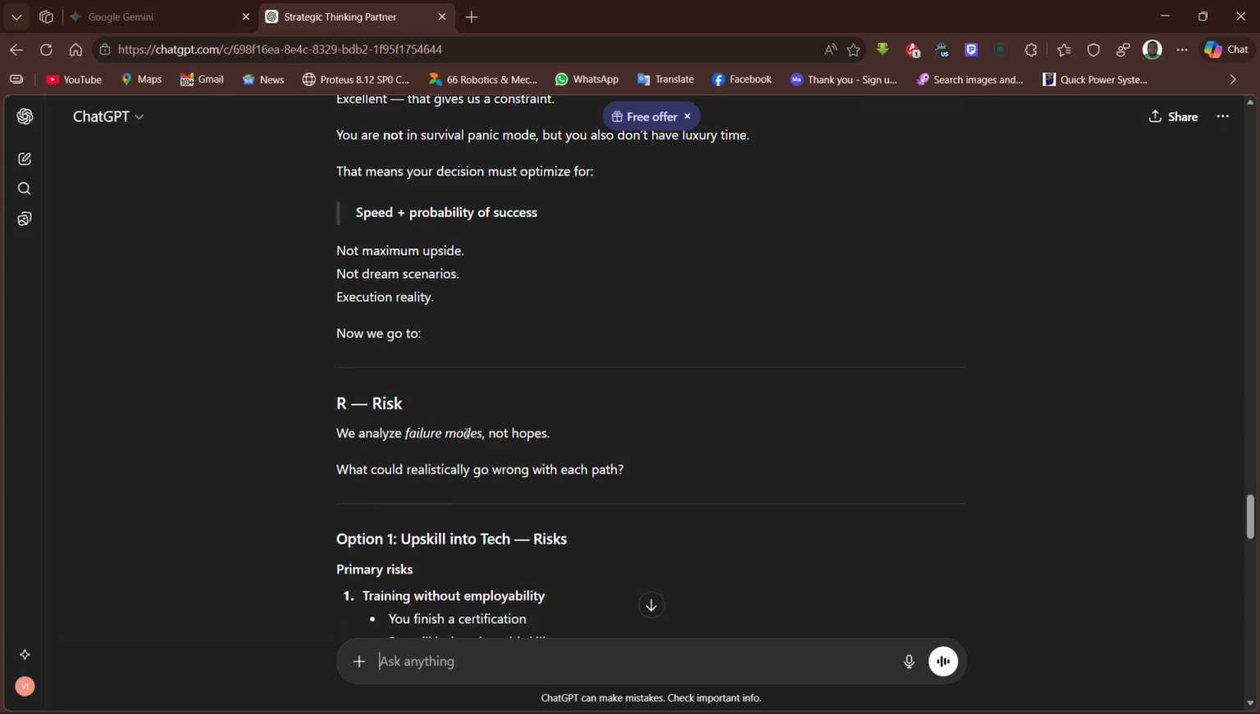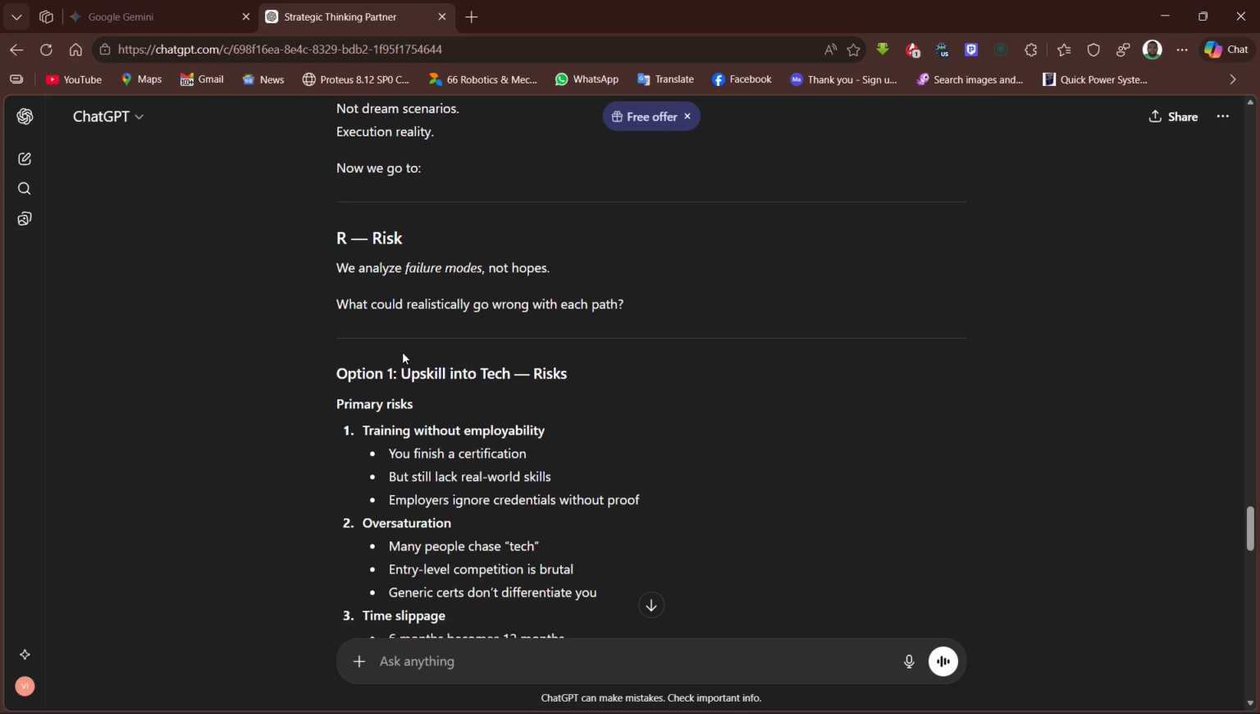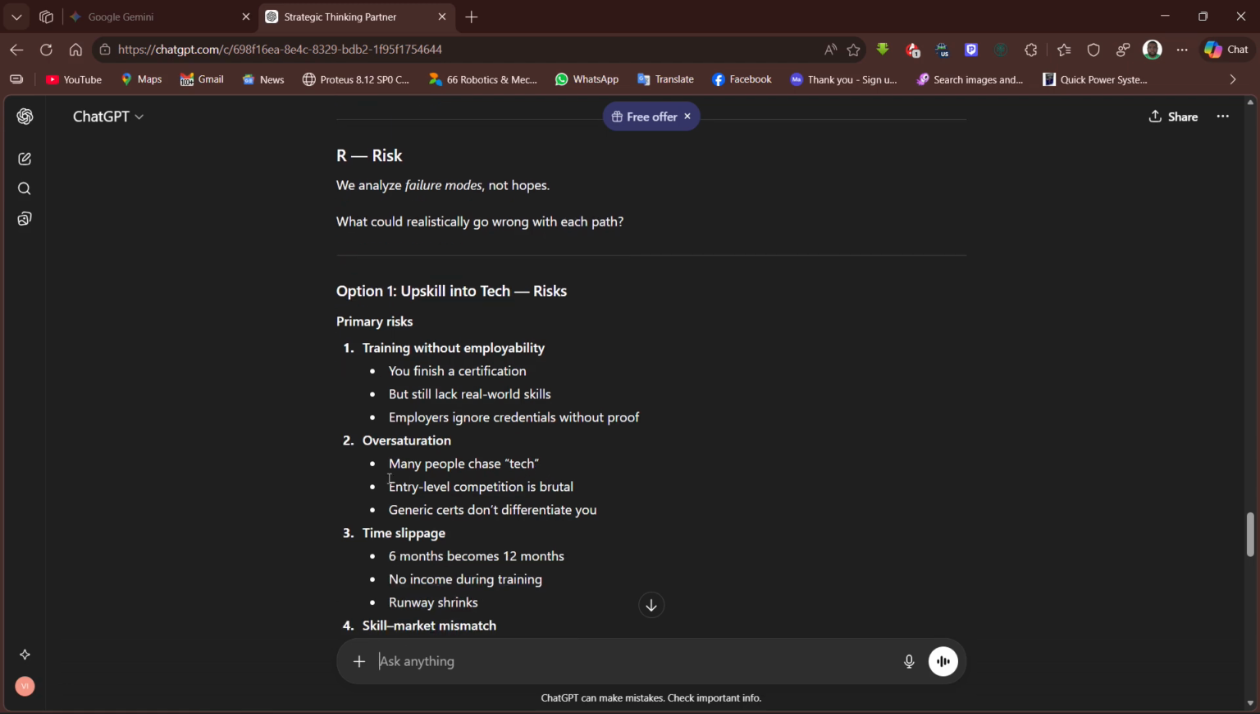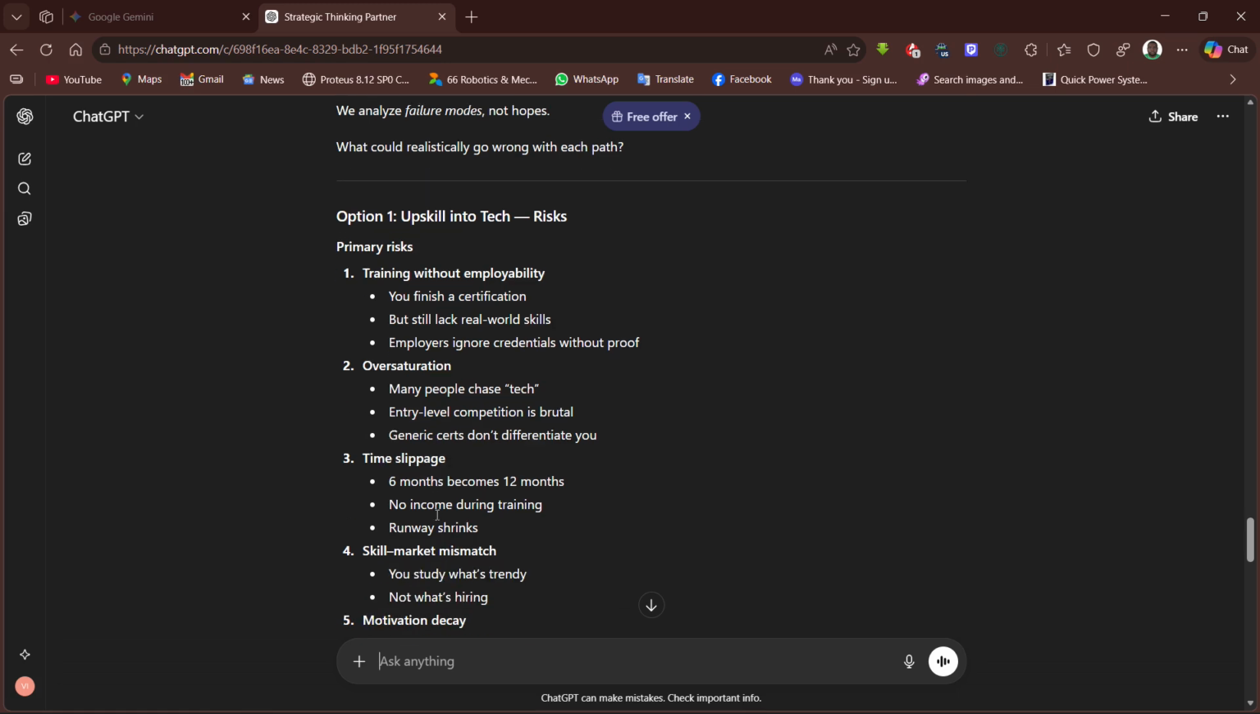We analyze failure modes, not hopes. What could realistically go wrong with each path? Upskill into tech, risk: training without employability. You finish a certification but still lack real world skills. Employers ignore your credentials without proof. That's valid. Oversaturation: many people chase tech. Entry level competition is brutal. Generic certifications don't differentiate you.